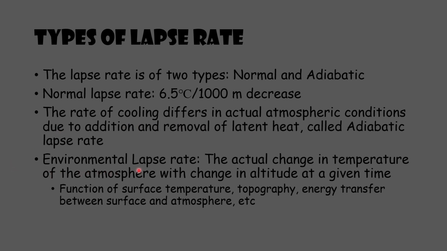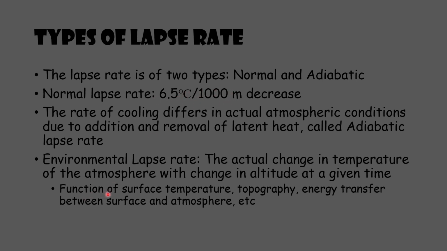The other type of lapse rate is environmental lapse rate. It is nothing but the actual rate of temperature change in the atmosphere with the change in altitude at any given point of time. Okay? So when I say there is a 6.5 degrees Celsius decrease in temperature with increase in height, it is a normal condition, but this condition differs.